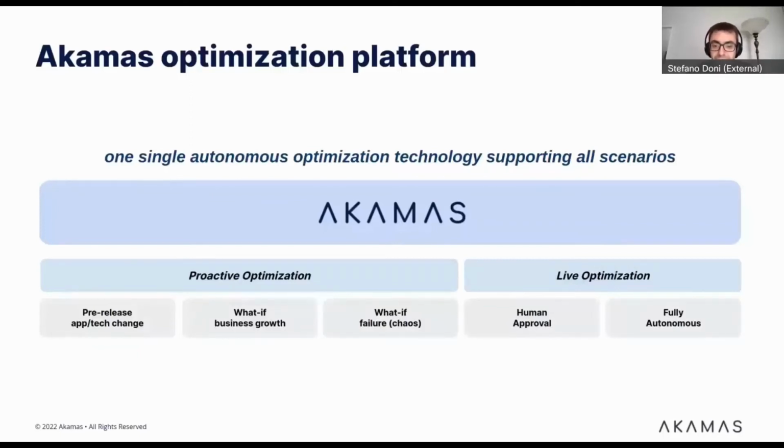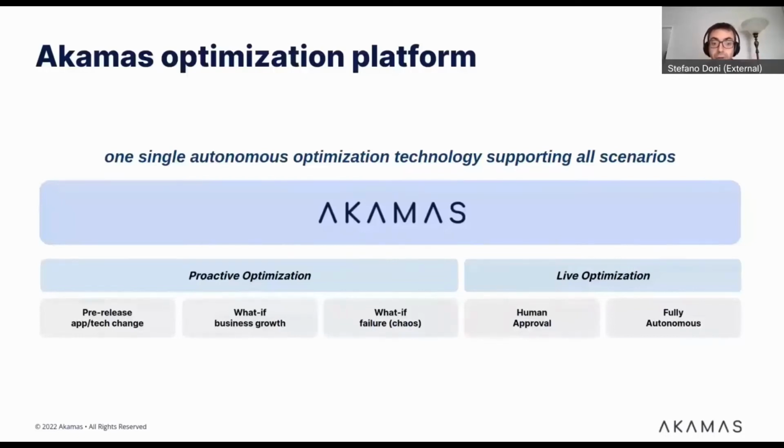A typical important question is, do we work on pre-production or do we work in production systems? The answer is that we support both scenarios. Proactive optimization is the kind of optimization process that we typically put in place before the application gets released in production.